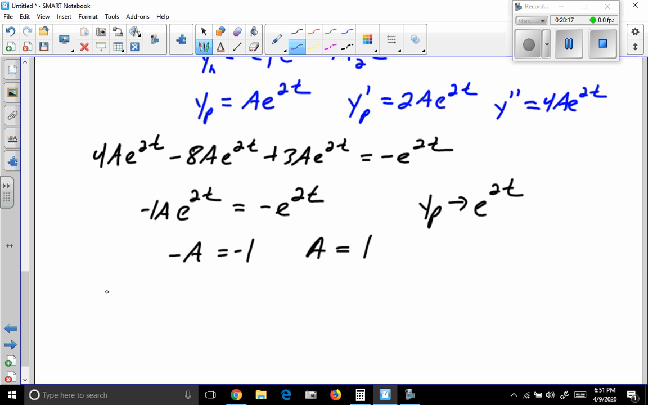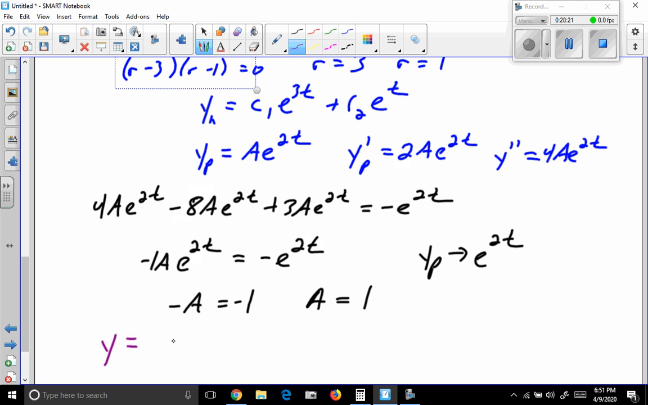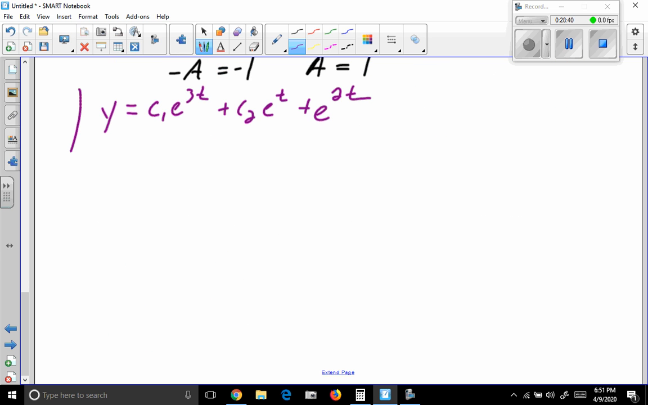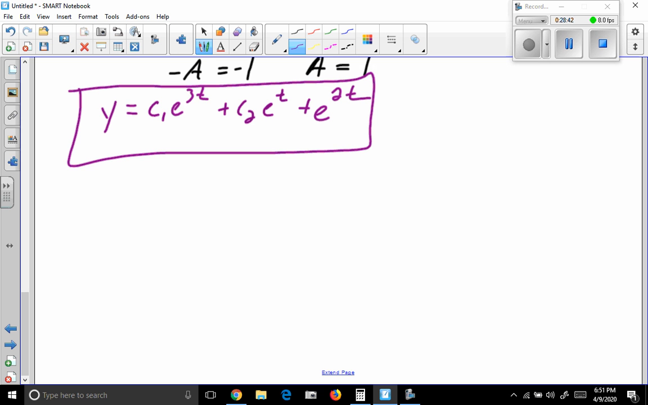So if we combine our homogeneous and our particular solution, then we have c1 e to the 3t plus c2 e to the t plus 1 e to the 2t. Our particular solution was that, so this is our homogeneous, that's our particular. So that's what we get for y. Now we need to go back and get x.